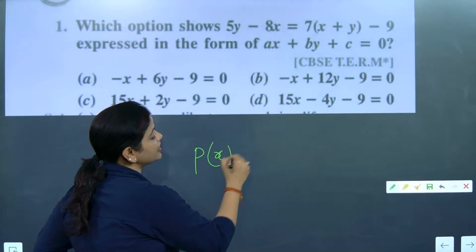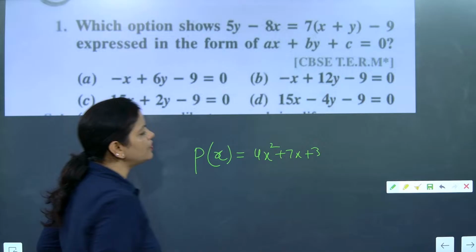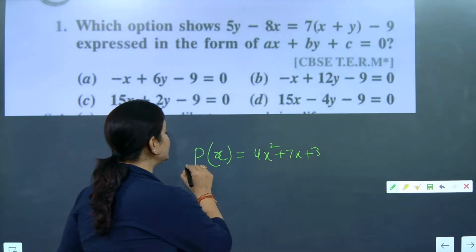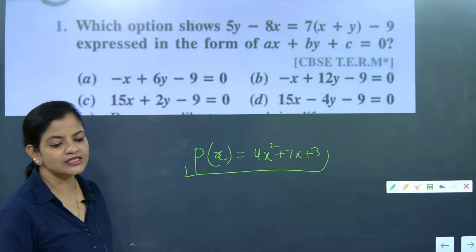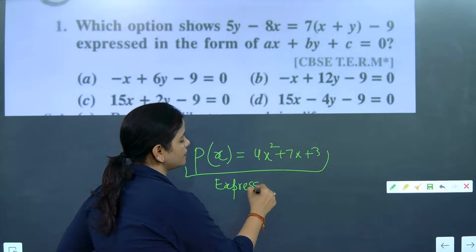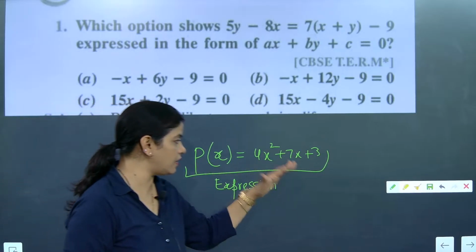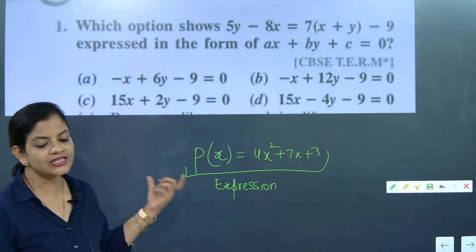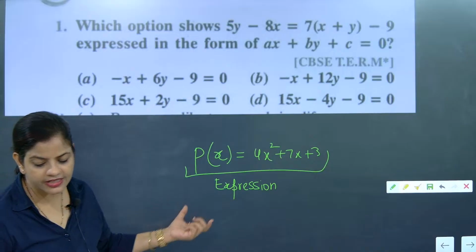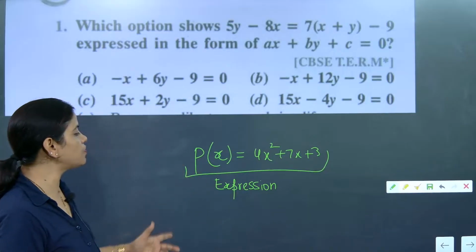Now look here. P of x is equal to 4x square plus 7x plus 3. So when we write like this, 4x square plus 7x plus 3, it is considered an expression. What is it considered, beta? It is considered an expression. Because we are writing p of x equal to a variable part, this is considered an expression. Okay.